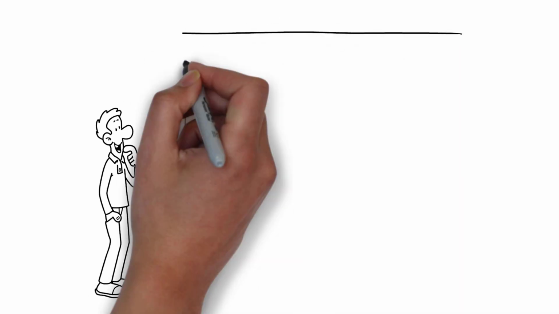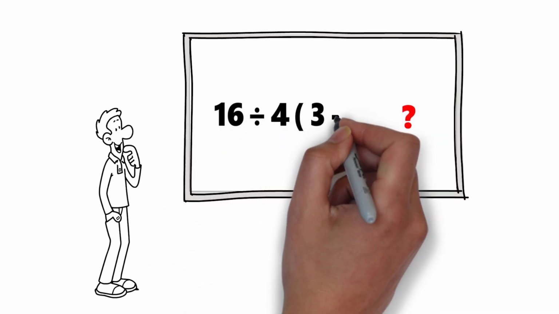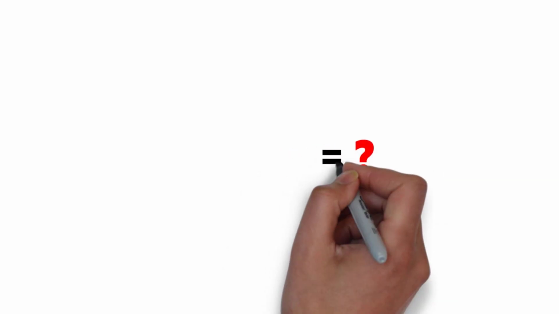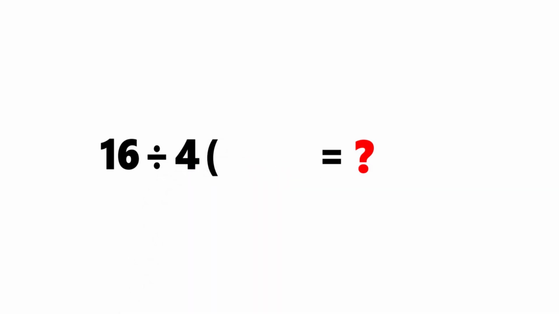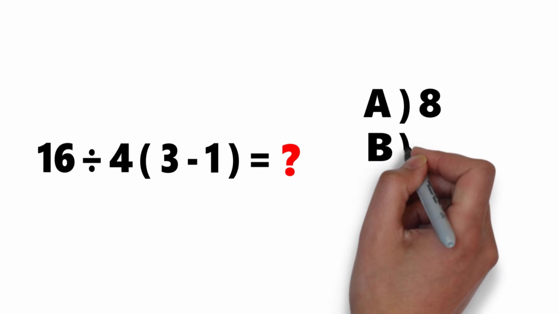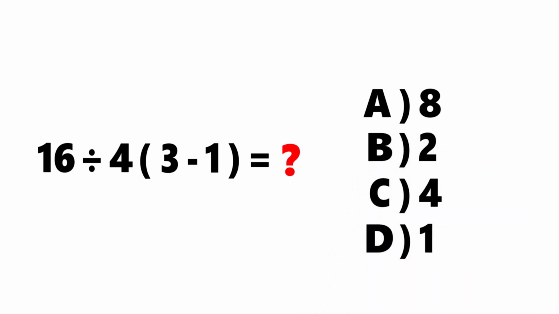Here's one of my favorite questions because it's easy to understand but might be challenging to solve. You need to calculate the question mark and you're presented with the expression. You need to calculate the question mark and on the other side of the expression you have 16 divided by 4 and multiplied by the value in parentheses 3 minus 1. You have 4 different choices to choose from. Choice A, 8. Choice B, 2. Choice C, 4. And choice D, 1.